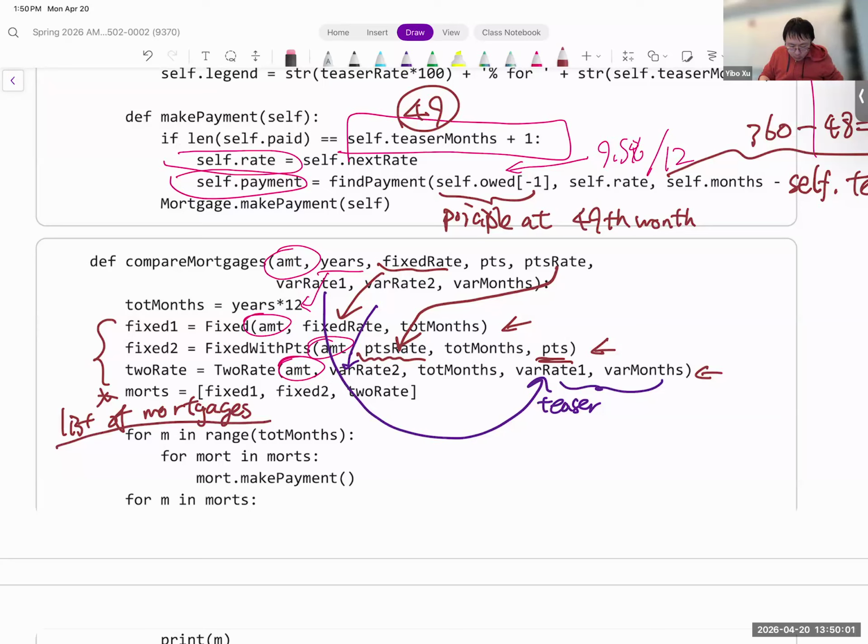All right. Now what do we have? So M for the loop, these are making payments. Let me just specify what M is. M is for every month. For M in the range of total months. And now this is just saying, for every month, for every mortgage, I'm going to do payment, right?